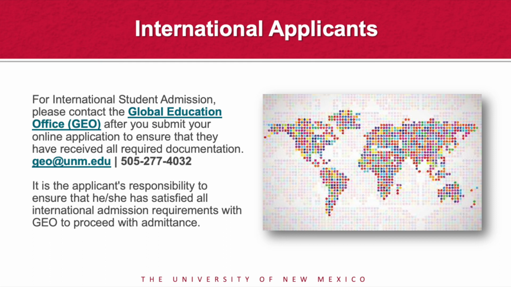You're going to have to submit all necessary documents to the Global Education Office. We've provided their information here, so you can reach them at geo@unm.edu. If you prefer to call, you can reach them at area code 505-277-4032 to ensure all the admission requirements are being met for GEO. Now, for international and general admissions applicants alike, you can't register for courses until you're formally admitted either through the Office of Admissions or through the International Office of Admissions.